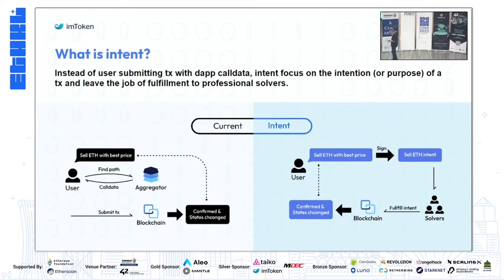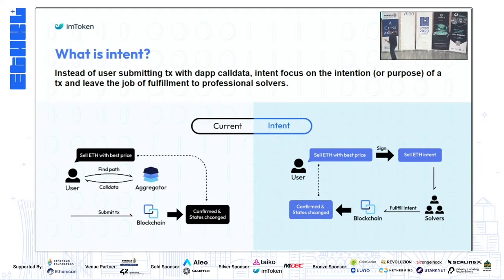So the intent flow is on the right side. You can see, with the same situation, a user wants to sell Ether at the best price. Instead of opening up the browser and accessing different DApps, now all he has to do is sign this intention in, for example, the EIP-712 format. This is an off-chain signed message, not a real transaction that can be submitted to the blockchain.